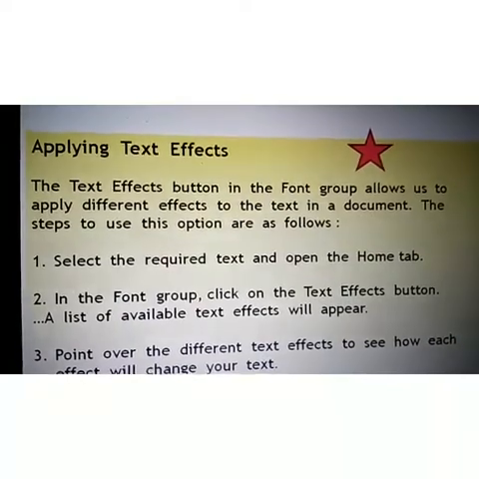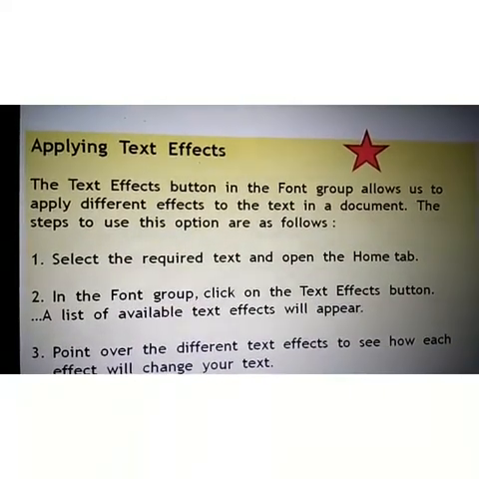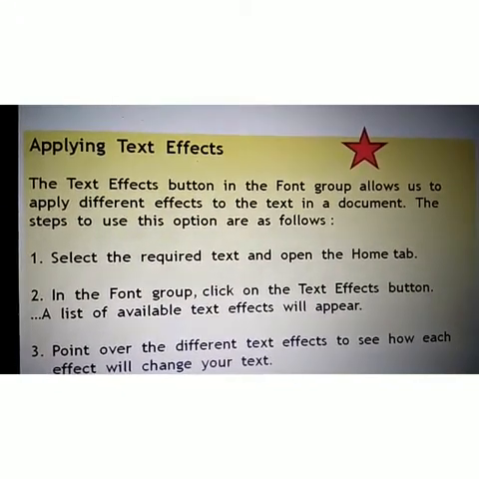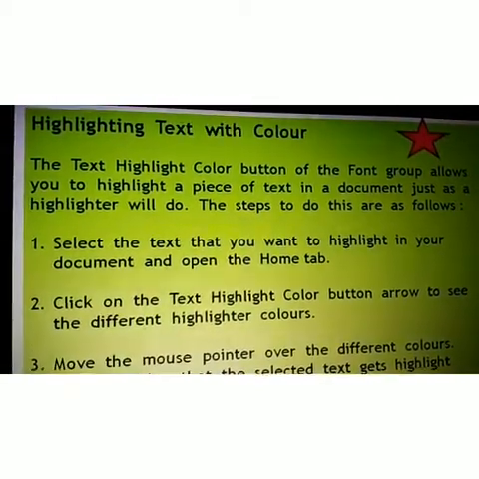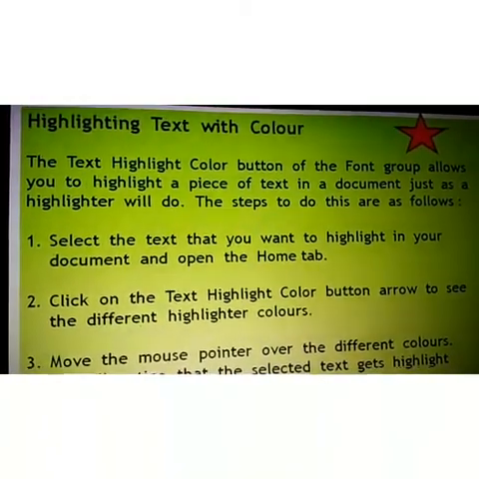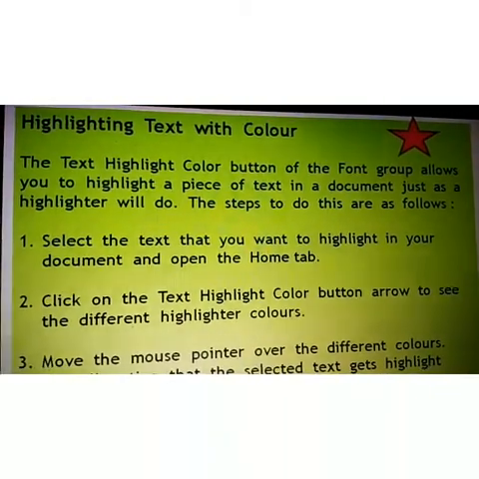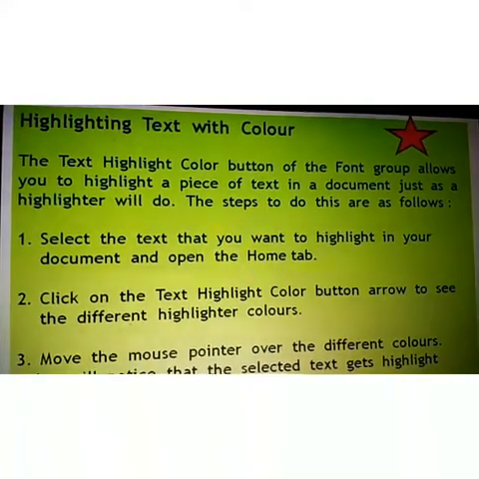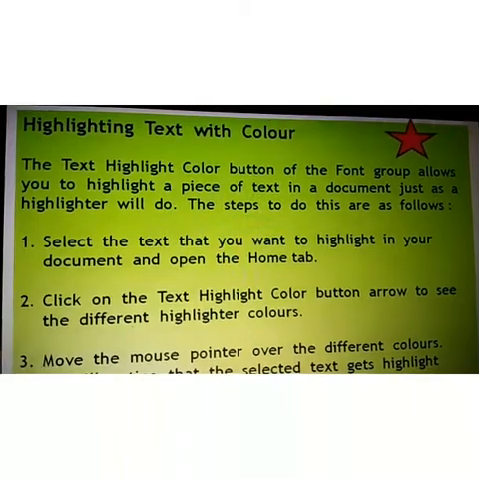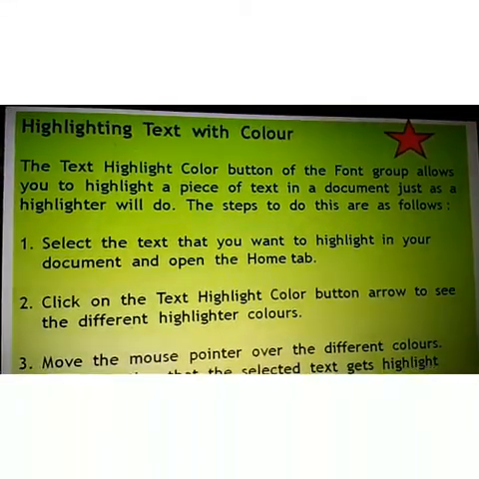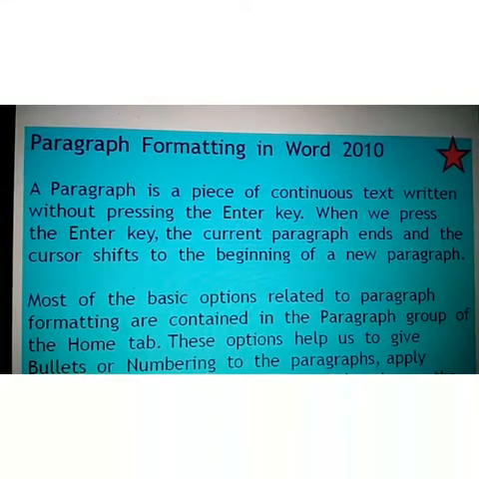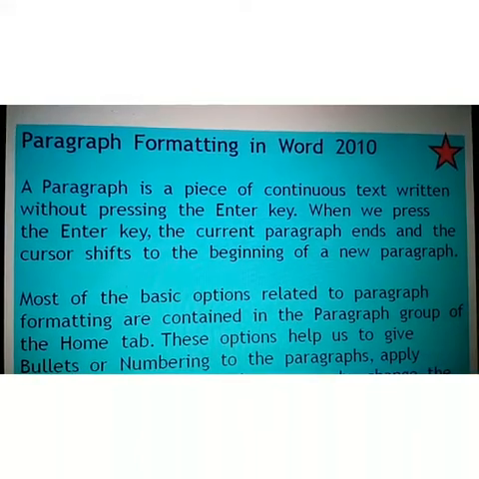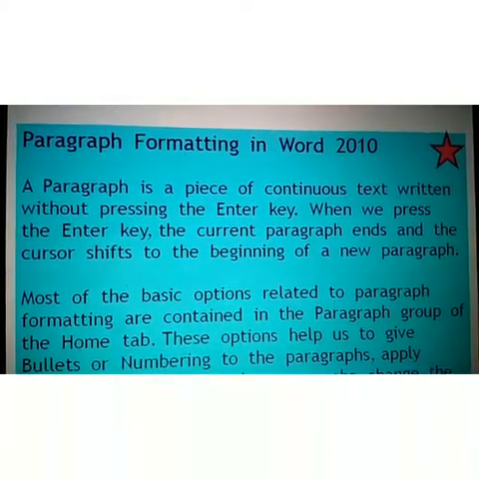And we learned also applying text effects. Text effects button in the font group allows us to apply different effects to the text in a document. And highlighting text with color means the font group allows you to highlight a piece of text in a document, just as a highlighter would. Okay. And highlight color button is on the home tab. And we learned also in last class paragraph formatting in Word 2010. A paragraph is a piece of continuous text written without pressing the enter key.